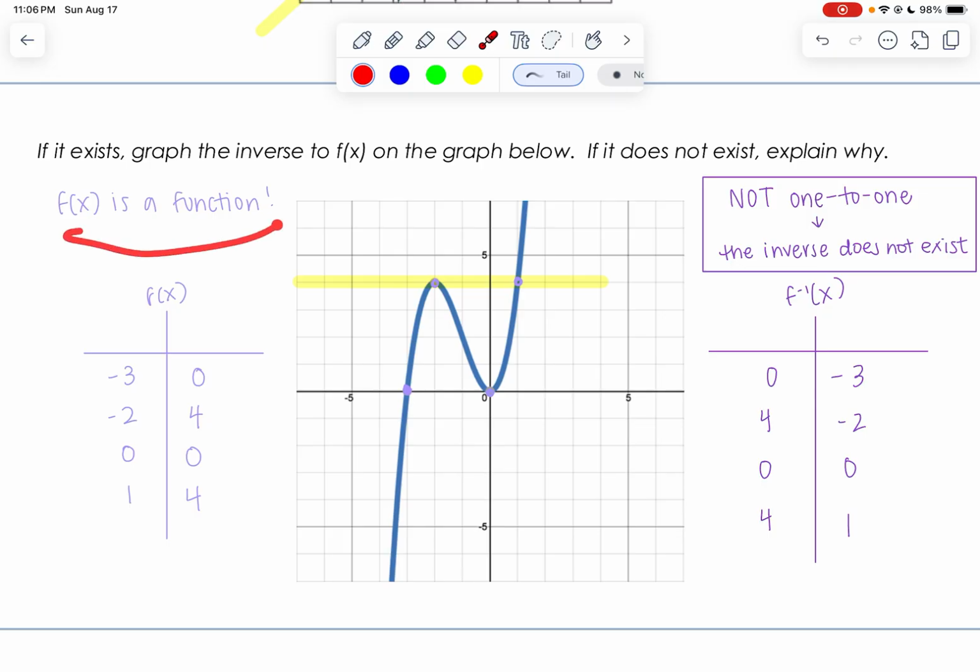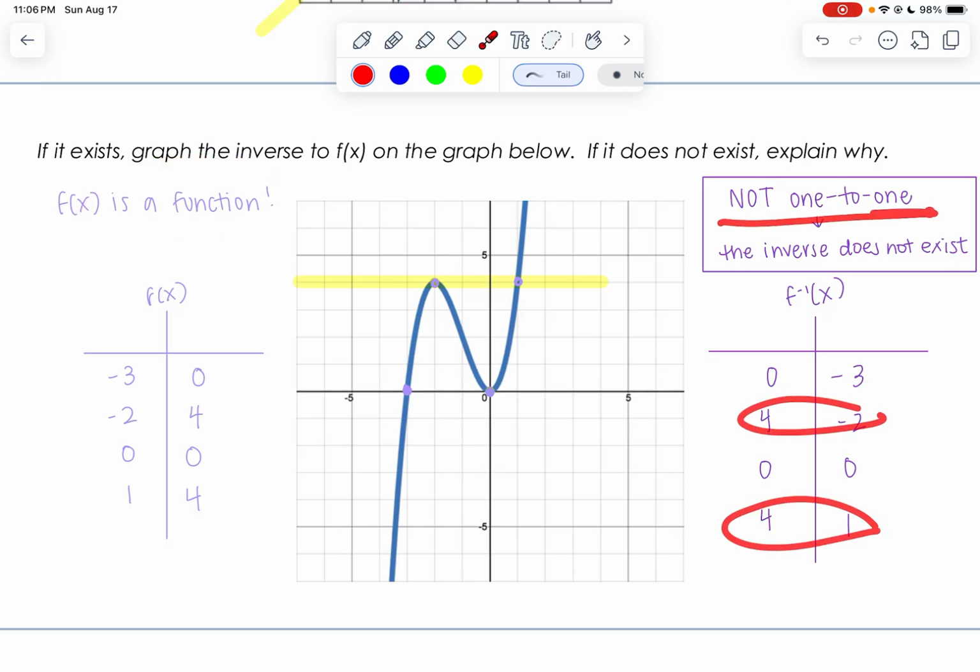Remember that some part of it could be a function, but the other part could not be a function. Therefore, it's not 1 to 1. 1 to 1 means that both f of x and the inverse are functions. And if it's not 1 to 1, then the inverse technically doesn't exist. So let's take a look at a couple more.